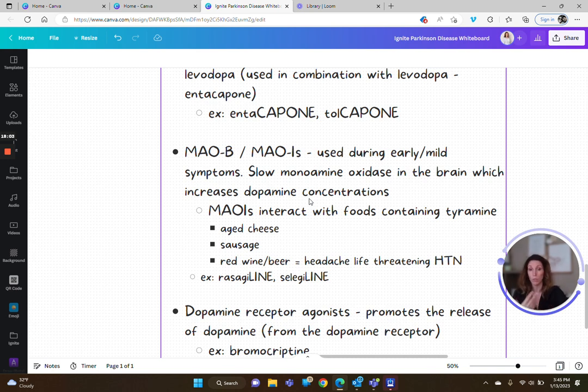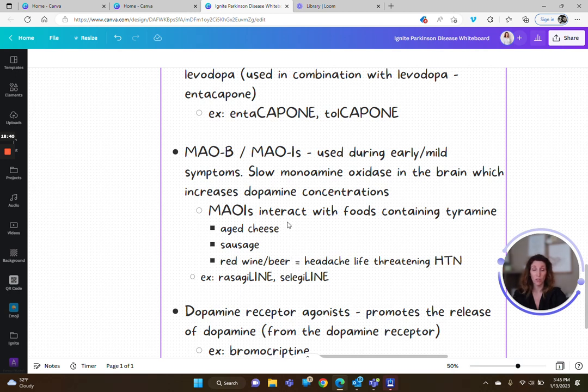So the thing about these medicines, which I don't know if you need to know it specifically for this, but just in general in nursing and in nursing school, I feel like you probably do need to know that MAOIs interact with foods containing tyramine. Okay, and so this could be aged cheese, sausage, red wine and beer, and they may get a headache and life-threatening hypertension. Okay, so they may get a blood pressure that is astronomical. So they have a lot of dietary restrictions with MAOIs.